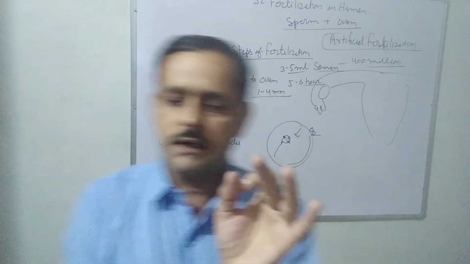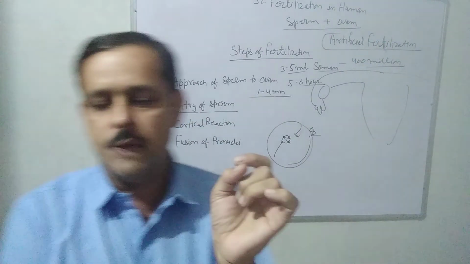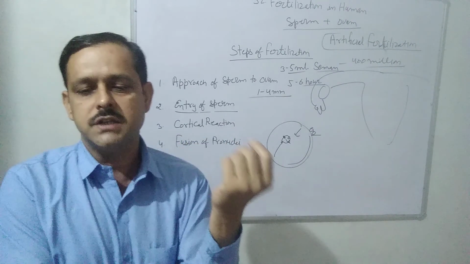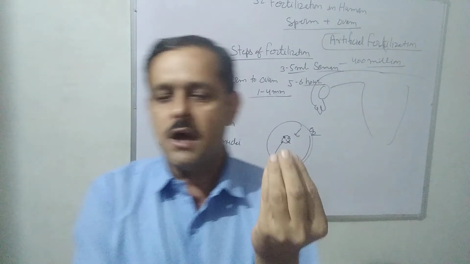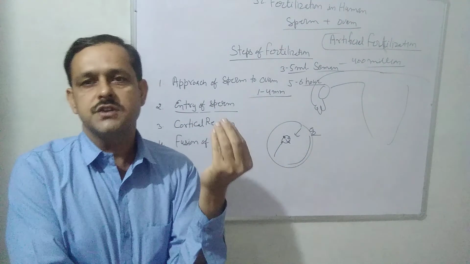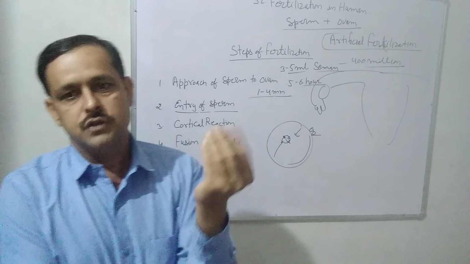It joins the characters of two parents and develops variations. Thus, it also helps in ovulation. The sex chromosomes of sperm are X and Y, by which it also helps in sex determination.